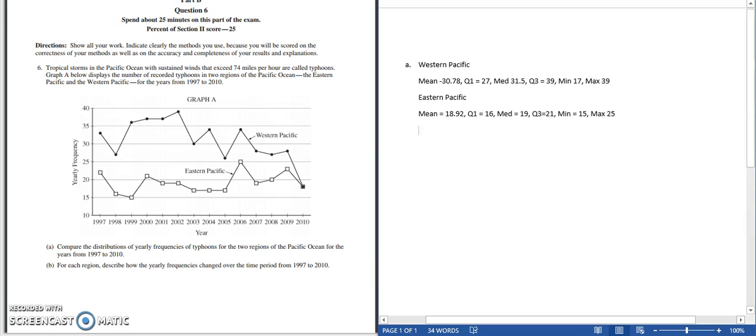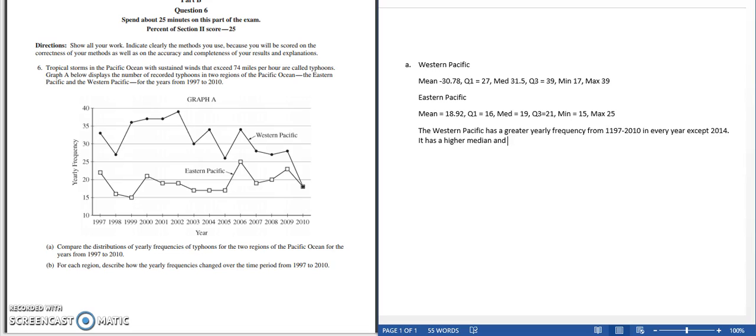Now we'll compare them. Okay. The Western Pacific has a greater yearly frequency from 1997 to 2010, and in every year except 2014 it has a higher median and mean than the Eastern Pacific.